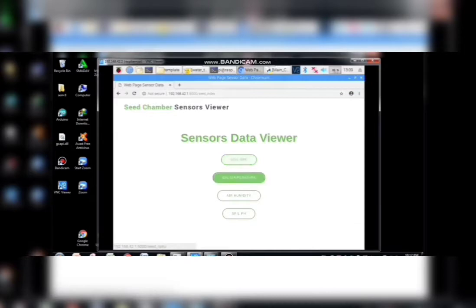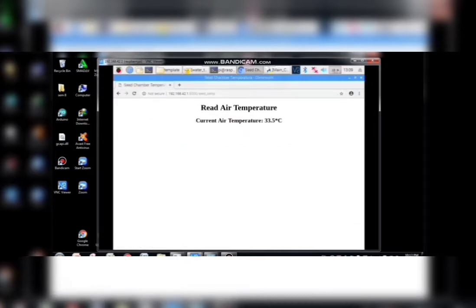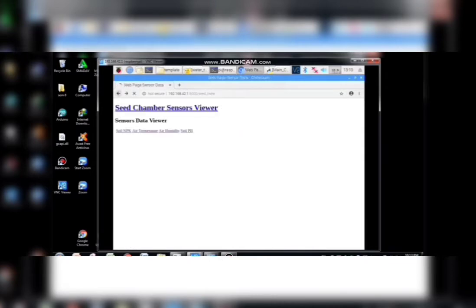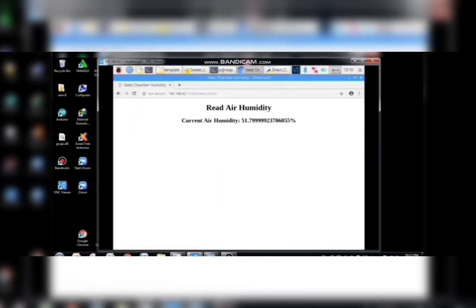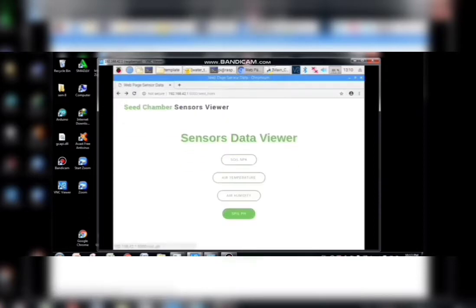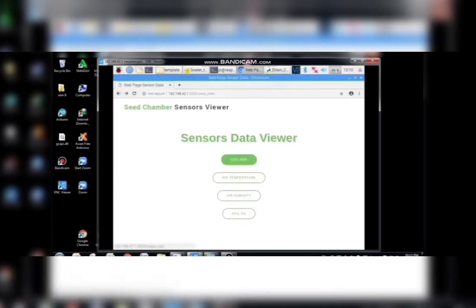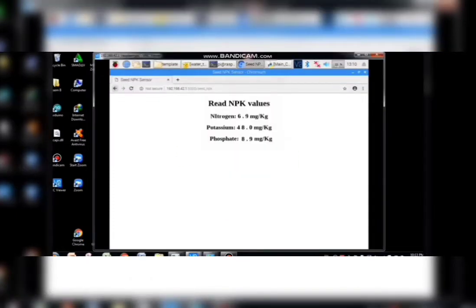Now the seed chamber. In the seed chamber, we are finding air temperature, 3.5 centigrade, then air humidity. After that, we are finding soil pH by the soil pH meter. Then the NPK values, all nitrogen, phosphorus, potassium values, and then the water tank value.